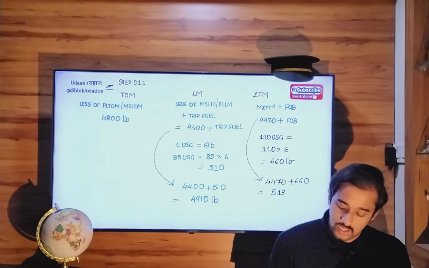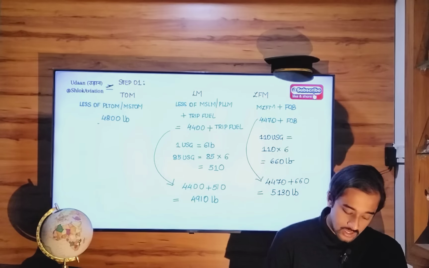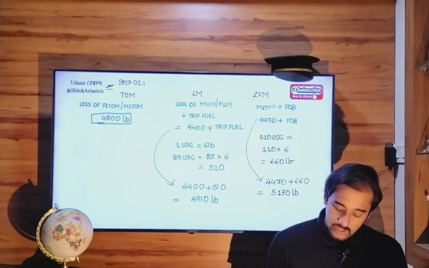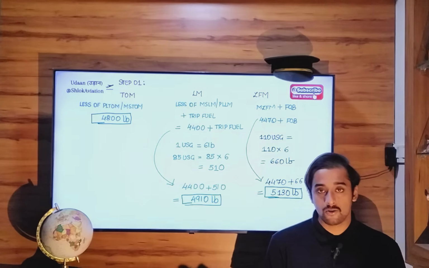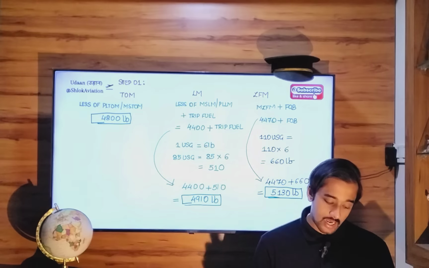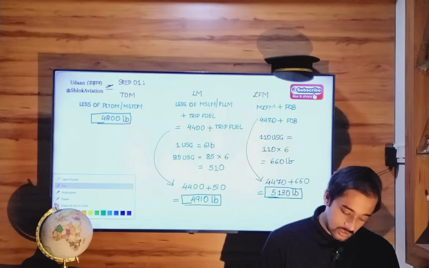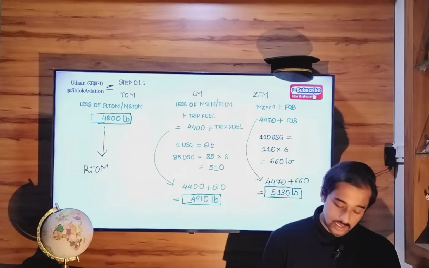5130 pound. Put them in boxes. So one is 4,800 pound, 4,910 pound, and 5,130 pound. So out of these three values, select the value which is the lowest, and that is 4,800. So 4,800 becomes your regulated takeoff mass.